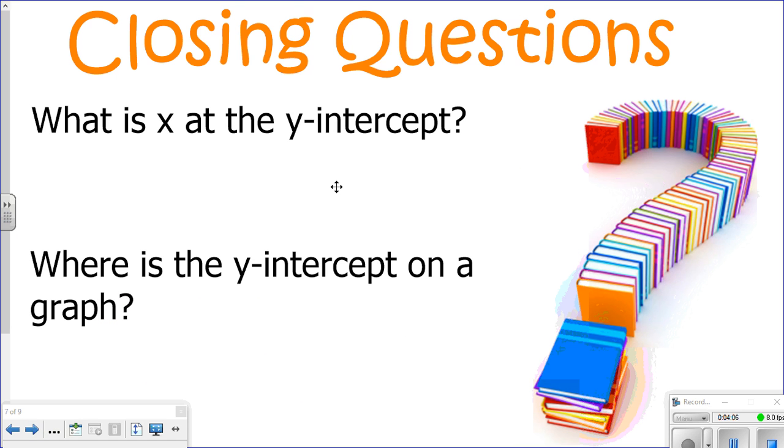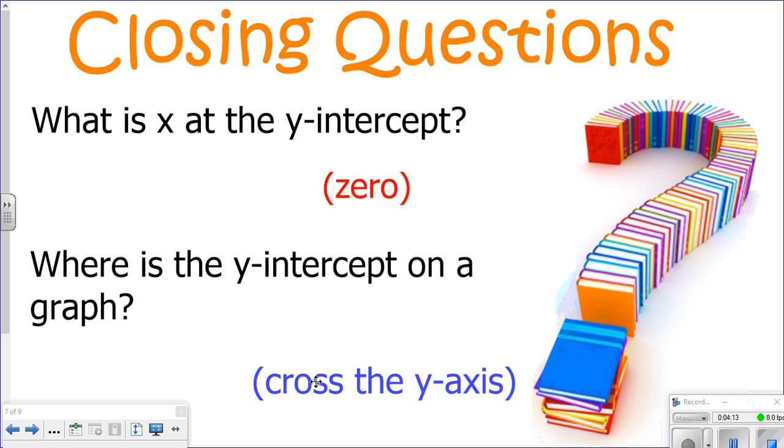What is x at the y-intercept? X is always 0 at the y-intercept. And where is the y-intercept on the graph? Where it crosses the y-axis.